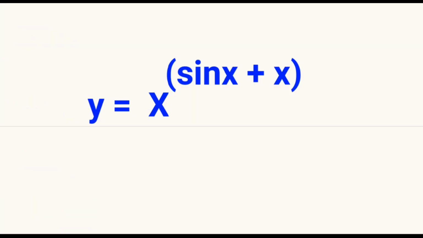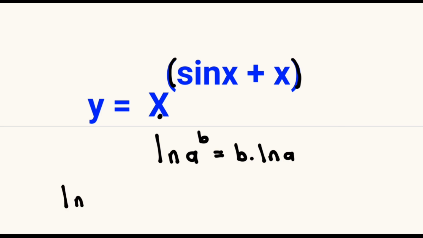We have to differentiate y is equal to x raised to the power sin x plus x, and the logarithmic law that we are going to use states that if you have the ln of a raised to the power b, then this will be equal to the exponent of the a, which is the b, multiplied by the ln a. We are going to use this law because we have to remove the sin x plus x as the exponent of the x. So we introduce the log both sides of the equation.